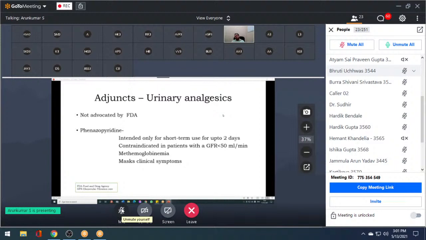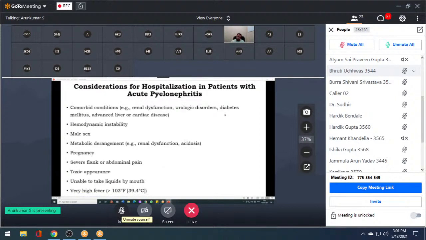And two, if they are used early in the course, they will mask the clinical symptoms. A patient may feel better. They may not come for follow-up. And then they may directly present with a complicated UTI or with sepsis. It can mask the clinical symptoms. This has to be remembered.